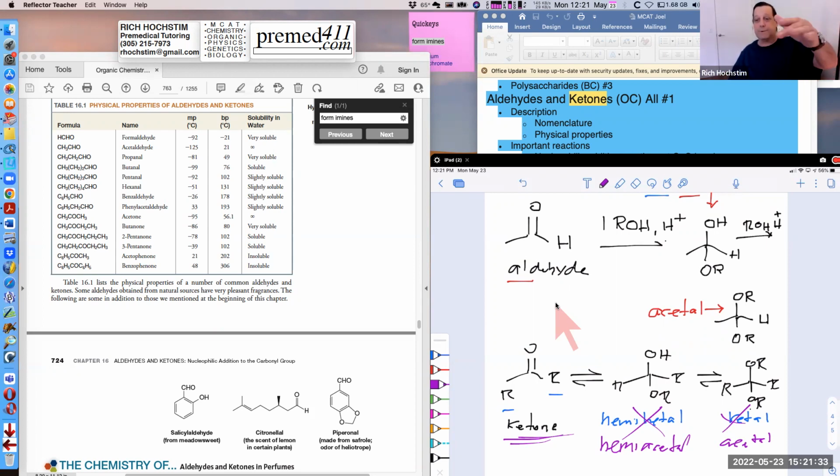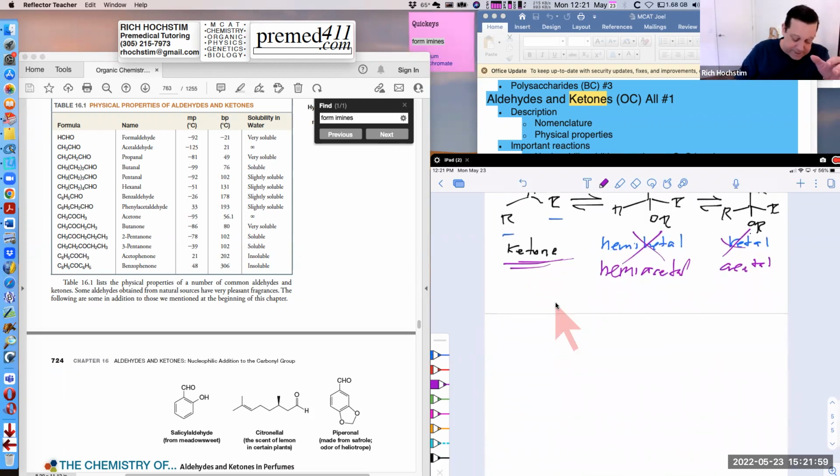The older system, which is still in use and could be on the MCAT, is that aldehyde-derived products are hemiacetal and acetal, and ketone products are hemiketal and ketal. But in the modern parlance, they only have hemiacetal and acetal. So that's the way that works.